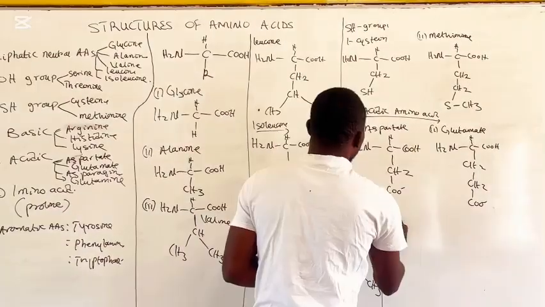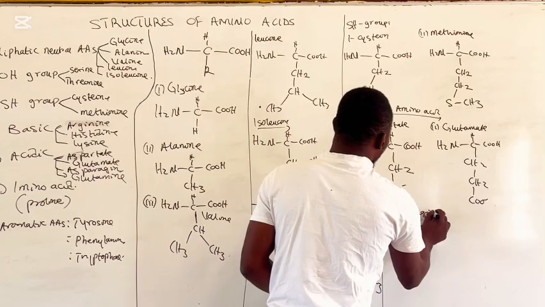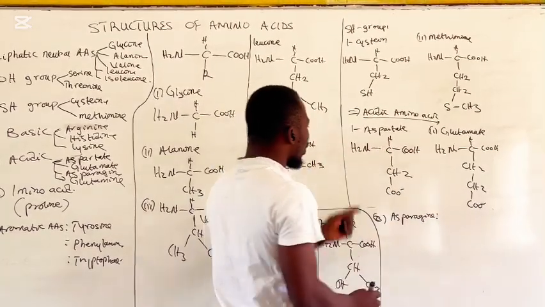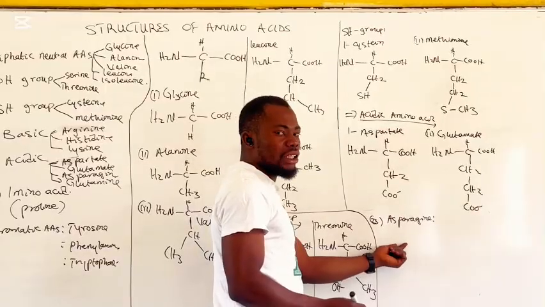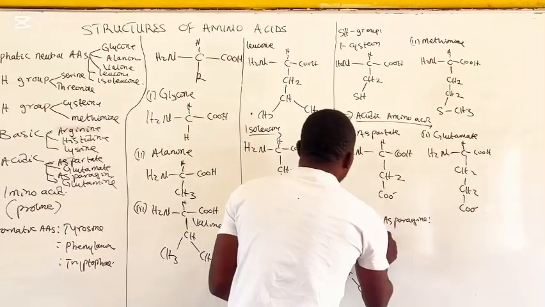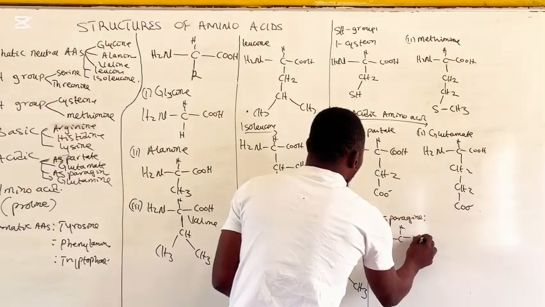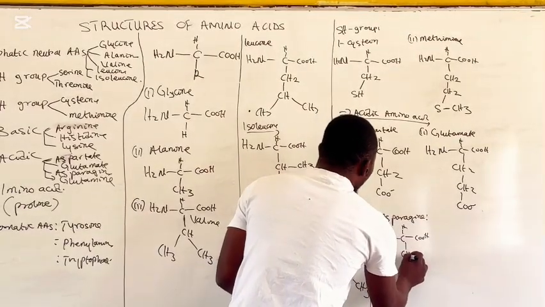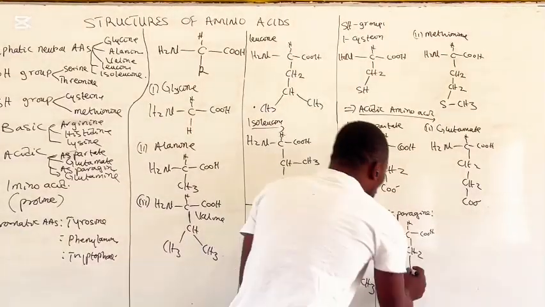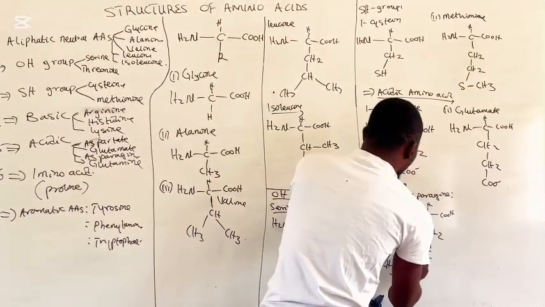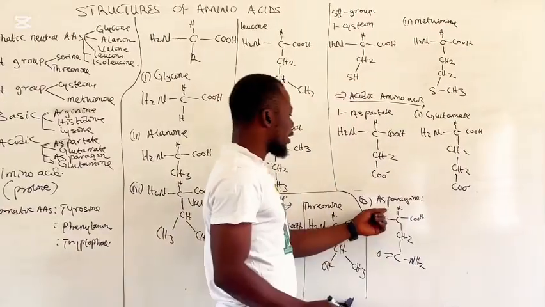Another one is asparagine. The structure of asparagine is similar to aspartate, it's just that it contains an amine functional group. So you will be having CH2, then this carbon here, instead of having carboxylic functional group, you will be having amine functional group. That is NH2. So this is asparagine.